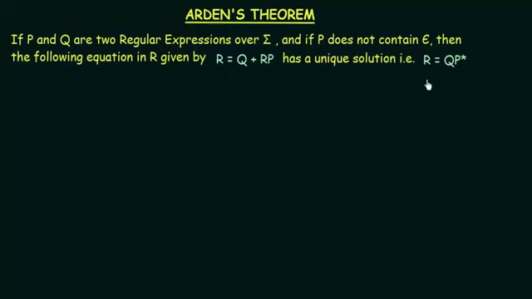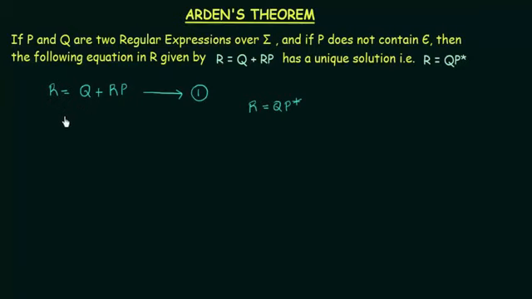So first we'll prove that R equal to QP star is a solution to this equation, and after proving that we will also prove that this is a unique solution, means this is the only solution to this equation. Okay, so let's get started. So first we'll take this equation R equal to Q plus RP. So this is the first equation that we have, that is this one. So let me call it equation number 1, and we are going to prove that this is a solution to that. So what I'll do is I will replace R with QP star.